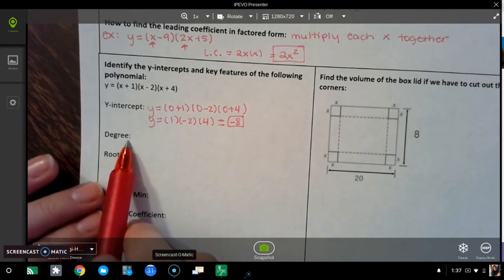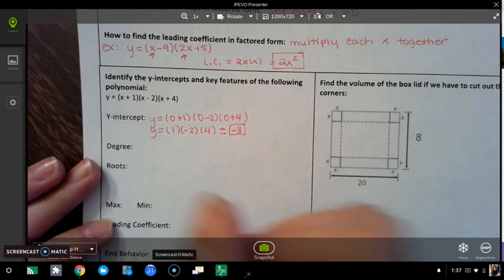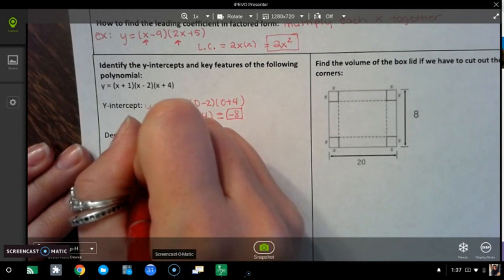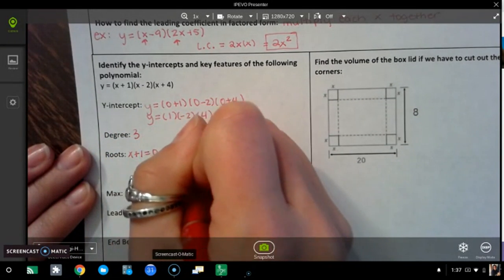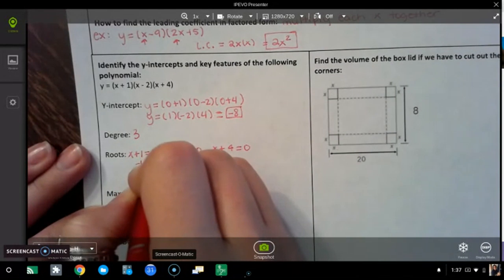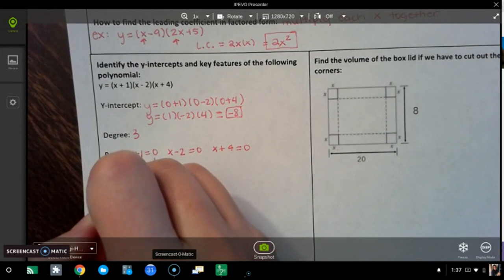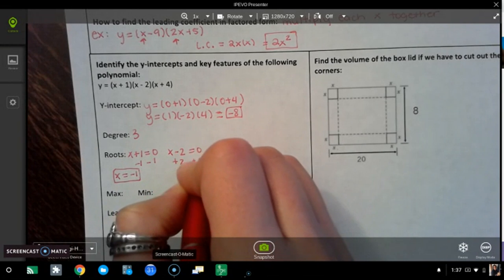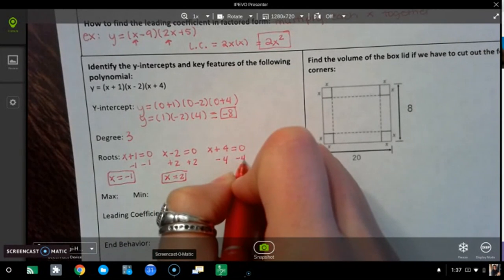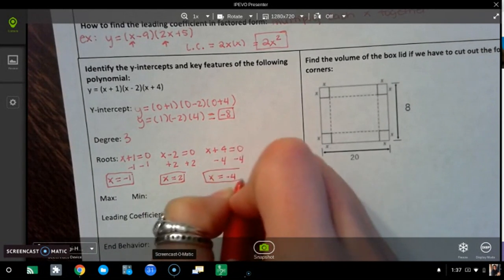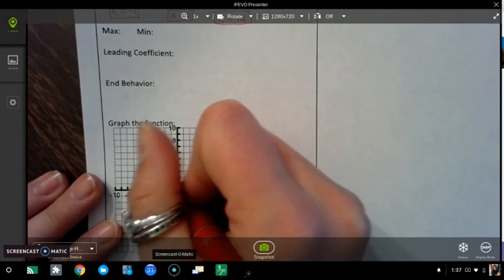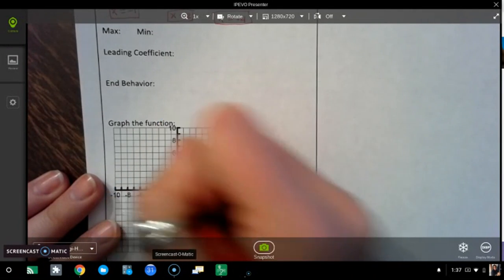Let's figure out what our degree is. If I have 1, 2, 3 x's, my degree is 3. Let's find our roots. We set each factor equal to 0. x plus 1 equals 0, x minus 2 equals 0, x plus 4 equals 0. So subtract 1 from both sides, I get x equals negative 1. Add 2 to both sides, you get x equals 2. Subtract 4 from both sides, you get x equals negative 4. Let's plot our roots. We're at negative 1, positive 2, and negative 4.